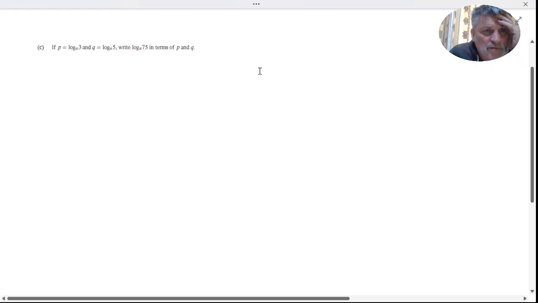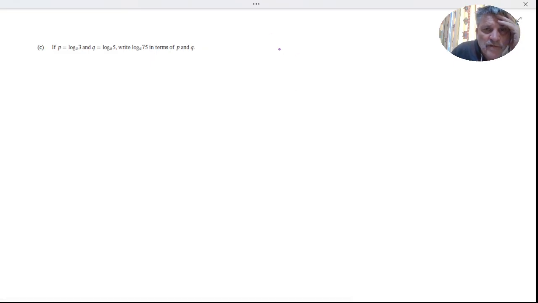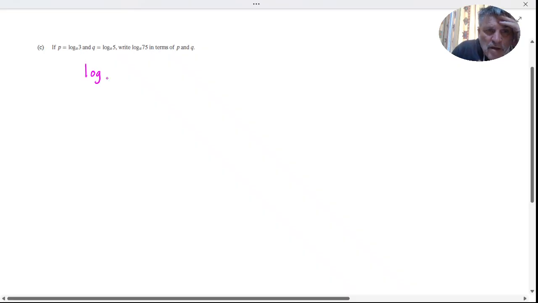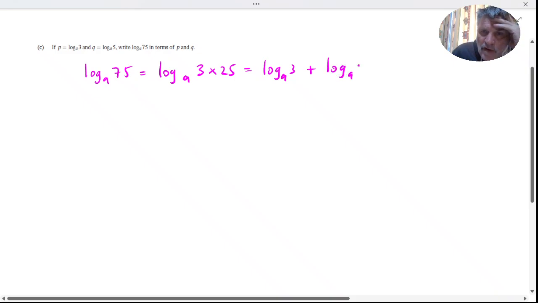If P equals log A of 3 and Q equals log A of 5, write log A of 75 in terms of P and Q. Well, this is basically a factorization of 75. So log A of 75 is the same as log A of 3 times 25, which is the same as log A of 3 plus log A of 25, which is the same as log A of 3 plus log A of 5 squared.